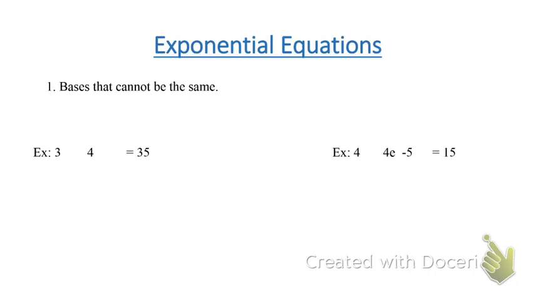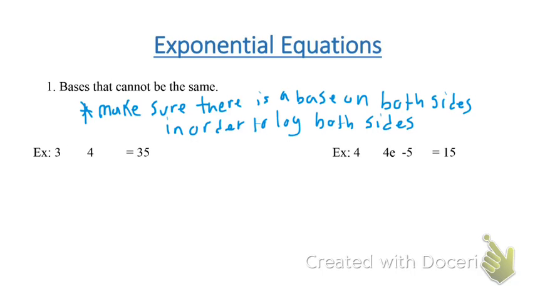Now, next I will be telling you about exponential equations in which the bases cannot be the same. You want to make sure that each side has a base in order to log both sides. Now we will head to our third example, example 3, which will be 4 to the 2x equals 35. We can't do the same thing that we did in our previous problems because the bases cannot be the same in any possibility. So, what we will first have to do is take the 2x and move it in front.